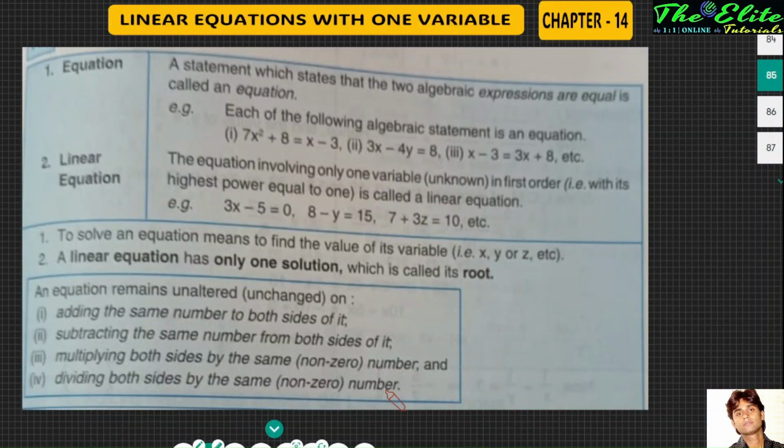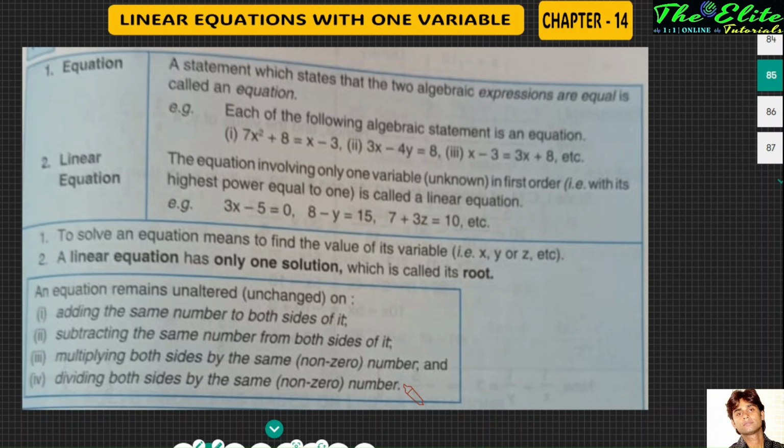Hello students, I am going to teach you linear equations with one variable. It's a chapter in your grade 8 ICSE board. It's a very important chapter and you should know how to solve questions coming from this topic.